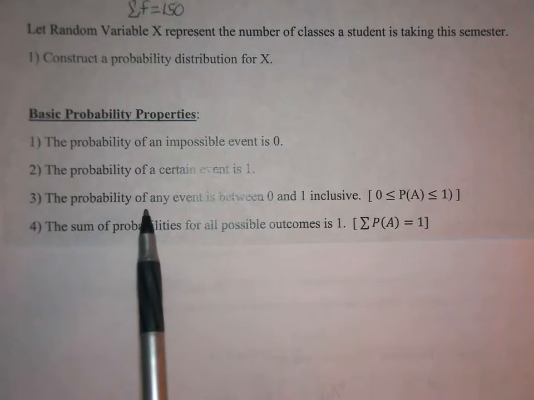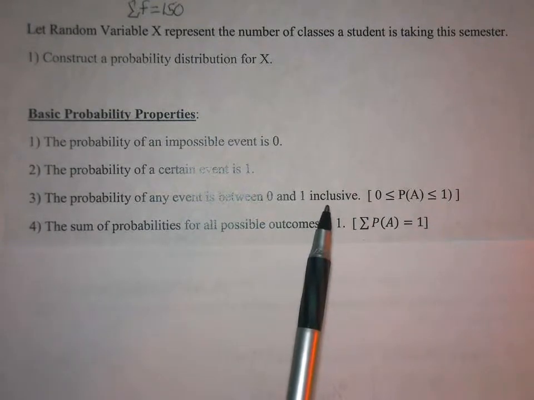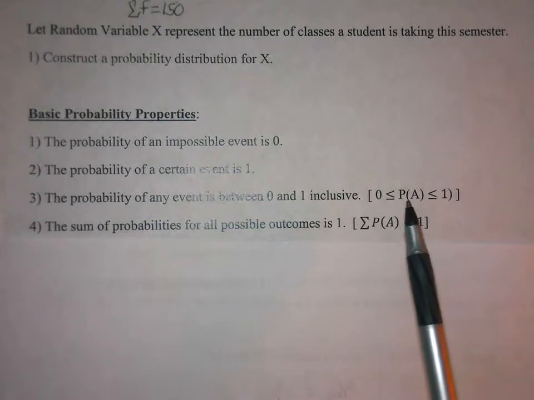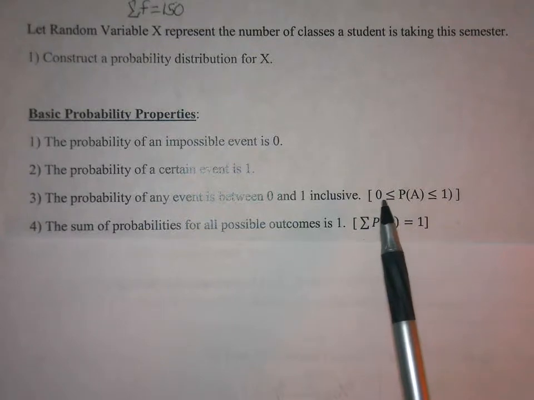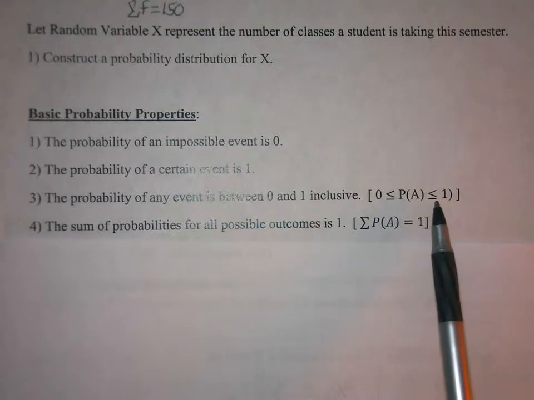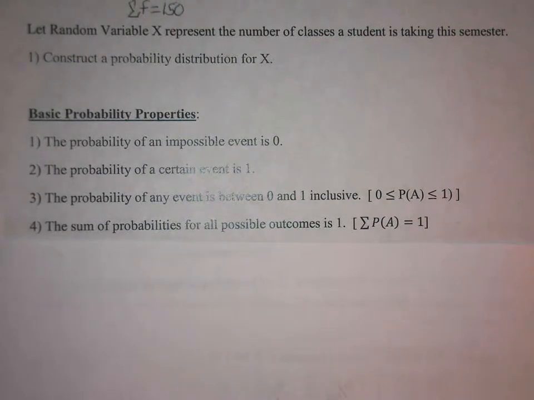The third rule, the probability of any event is between 0 and 1 inclusive. This is mathematically how that's written: the probability of any event A is larger than or equal to 0, but less than or equal to 1. So any probability is between 0 and 1. If someone told you the probability of something happening was 1.35, that cannot be true. It has to be a decimal or some value that reduces to a number between 0 and 1.